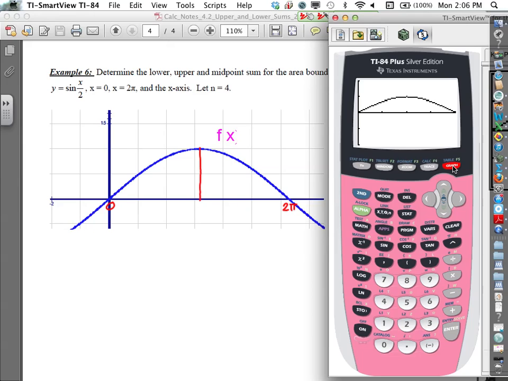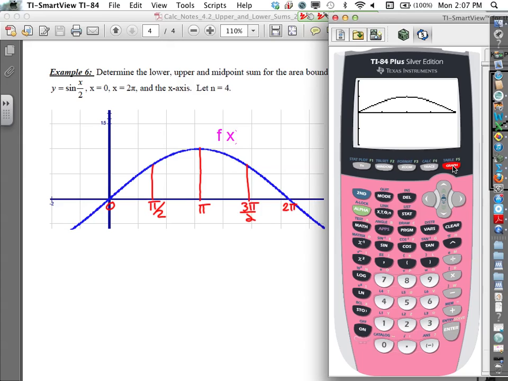Number of intervals. You got it. So halfway between 0 and 2 pi is pi. Halfway between 0 and pi is pi over 2. Halfway between pi and 2 pi is 3 pi over 2. Okay, so those are my intervals.